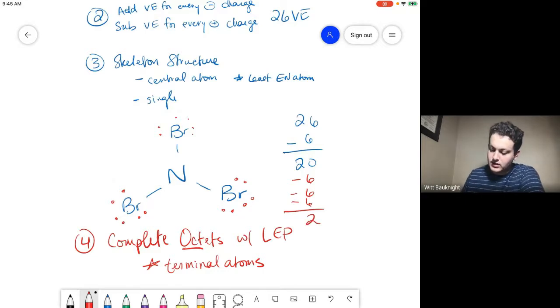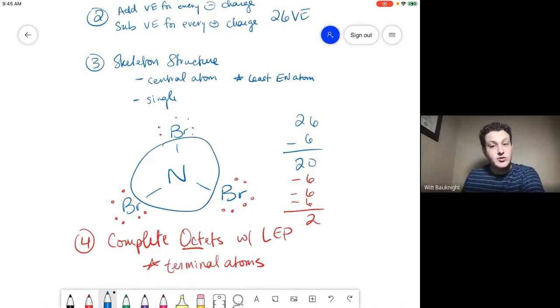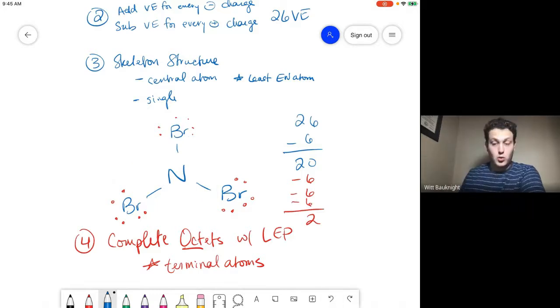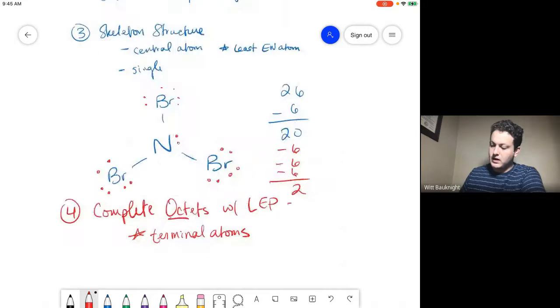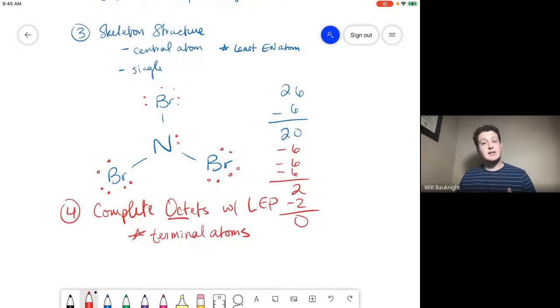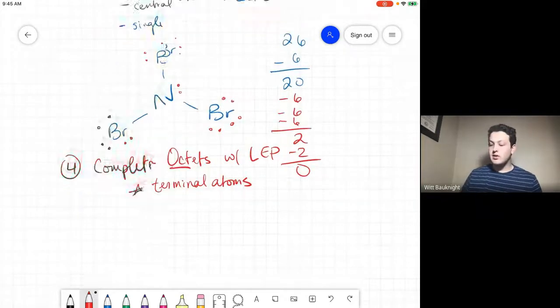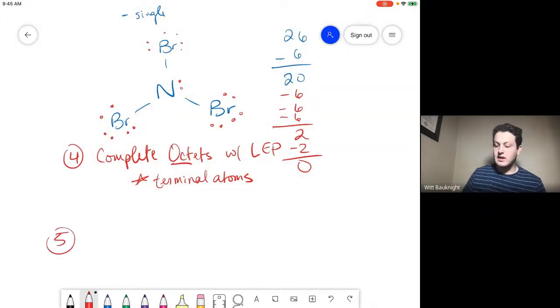Now let's look at our central nitrogen. It currently has 6 electrons in its possession. So it needs 2 more dots for a full octet. And everything has a full octet, and we have 0 valence electrons left over. So right now, if everything has a happy octet, we're done.